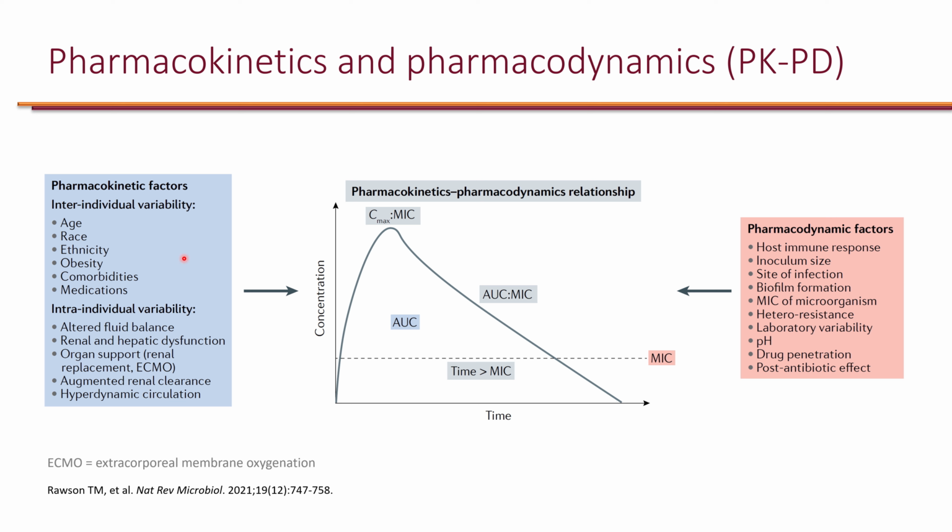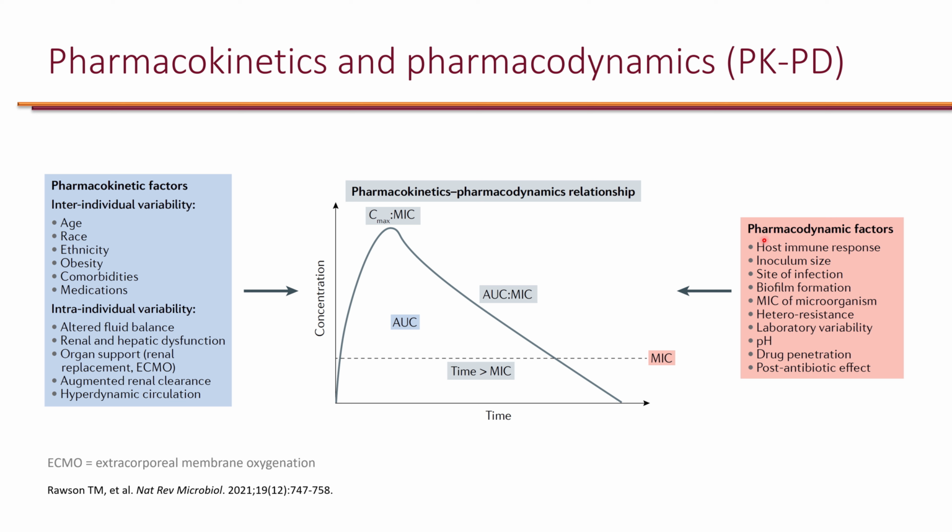The reason I am emphasizing this is that there is a lot of variability between patients. So there is inter-individual variability. You can think of age: there is a difference in pharmacokinetics between a young adult and an older adult. Sometimes race and ethnicity can make a difference. Obesity can affect pharmacokinetics, as can comorbidities and medications. And there is also intra-individual variability. Depending on what's going on, sometimes there is altered fluid balance. If you're giving a lot of fluids to the patient, that can change pharmacokinetics. If there is renal or hepatic dysfunction, or if there is organ support. I'll talk about some of these in a minute.